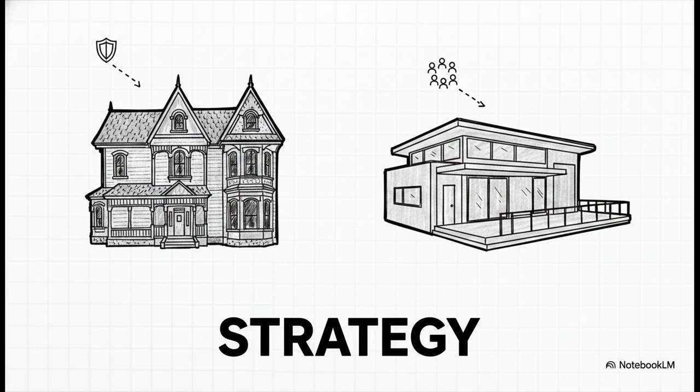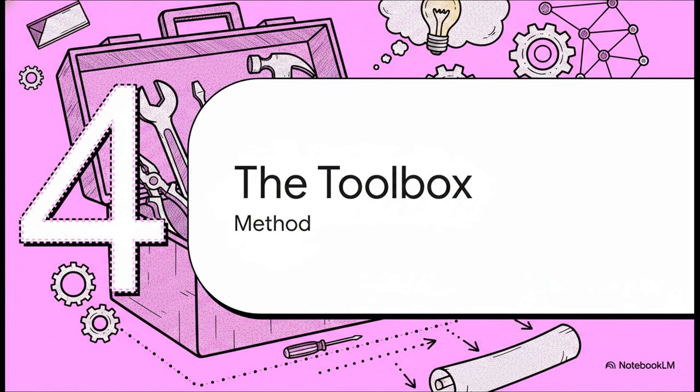But if your approach was fortress for privacy, your strategy might be to build a classic Victorian house with lots of separate, defined rooms. The strategy is what defines the overall form that's going to bring your philosophy to life. All right, we've got our philosophy, we've got our master plan. Now it's time to get practical. It's time to open up the toolbox and pick our method.